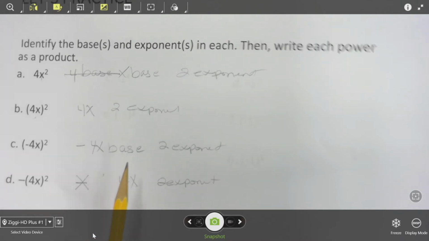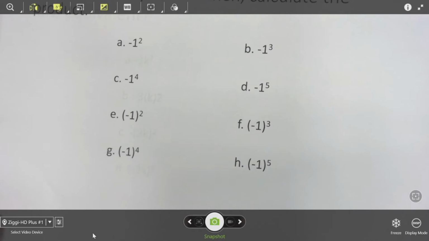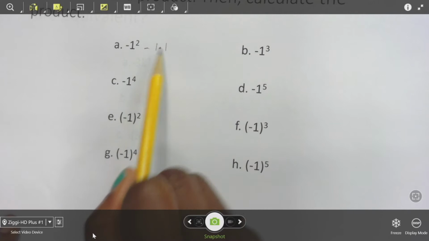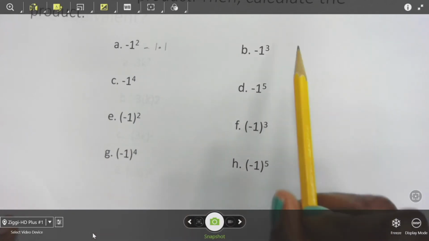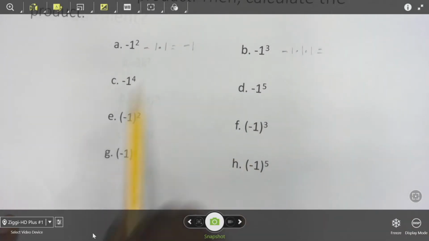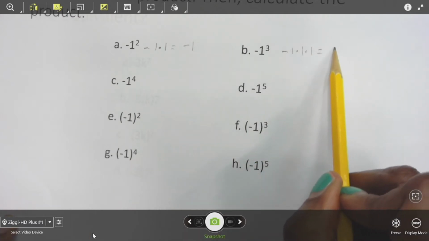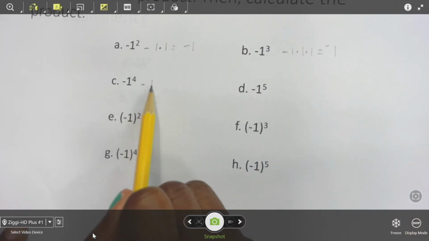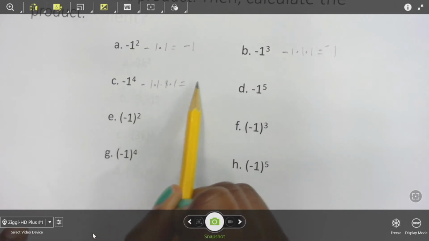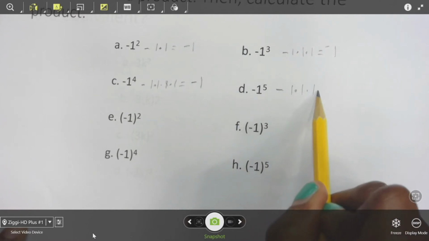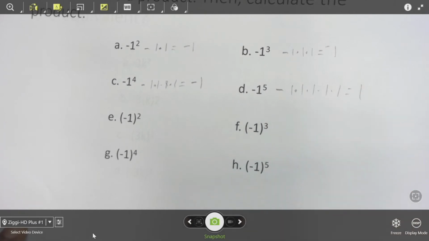Okay, let's try to take a look at something else. Here we're going to write each as a product, then we're going to calculate it. 1 is right next to 2, so we have negative 1 times 1. Here, we have negative 1 times 1 times 1. Here we have negative 1. Here we have 1. Negative 1. Negative 1 times 1 times 1 times 1 equals negative 1. Everything's negative 1. Here we have negative 1 times 1 times 1 times 1 times 1 equals 1.